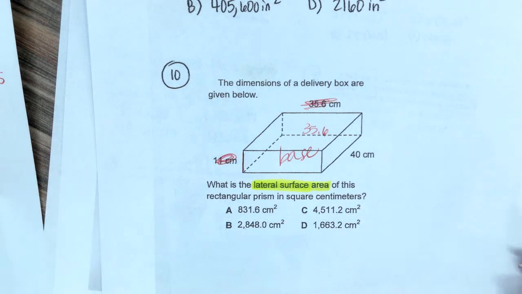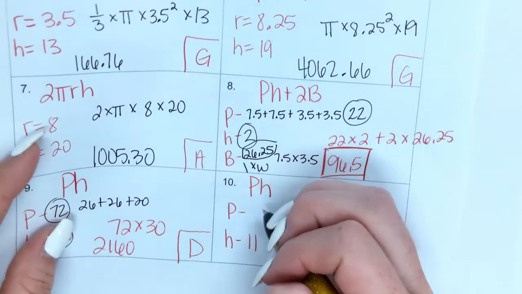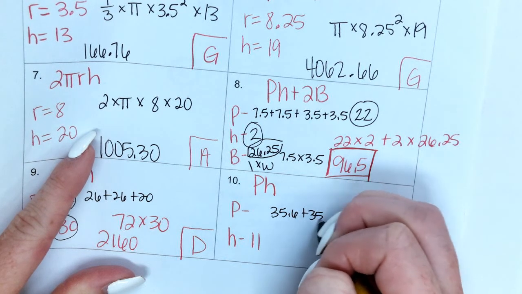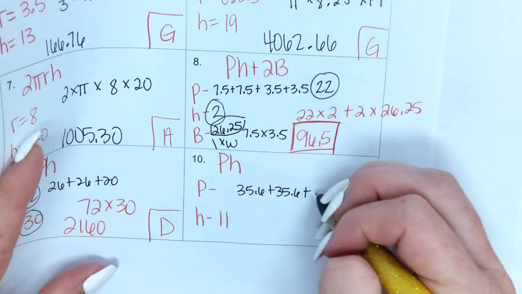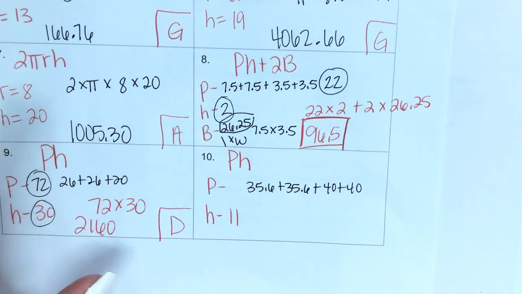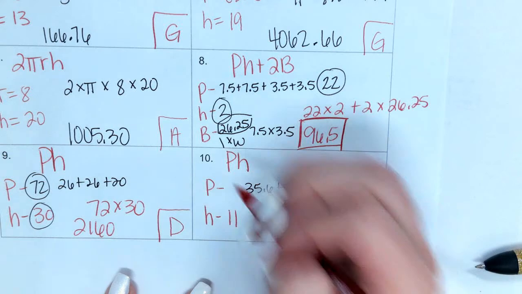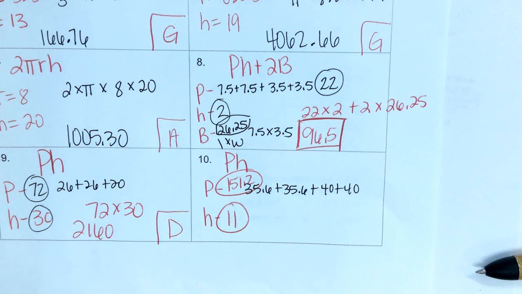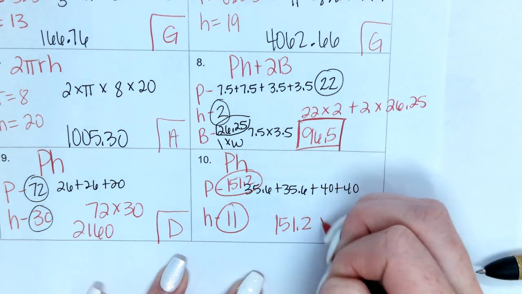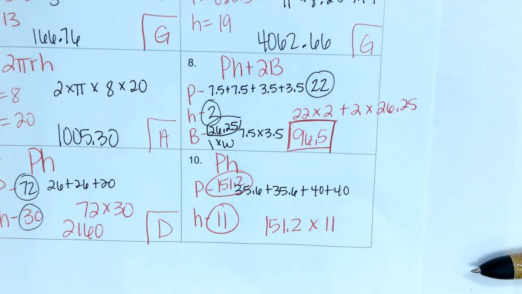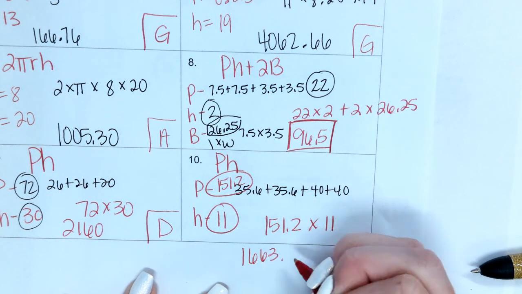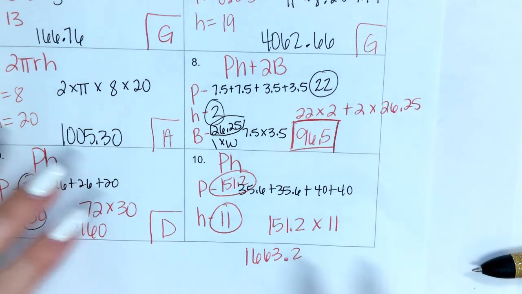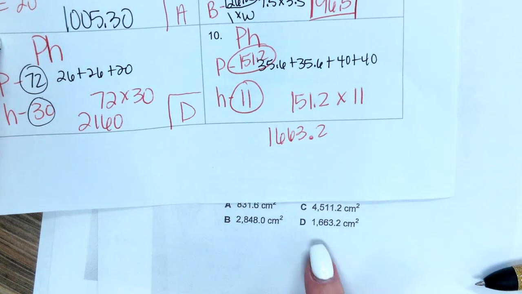How do I find P? Add up all the sides, so 35.6 plus 35.6 plus 40 plus 40. I go type that in, which is 151.2. Here's my P, here's my H. So I simply multiply them. So 151.2 times 11, which is 1,663.2. So what answer is closest? D.